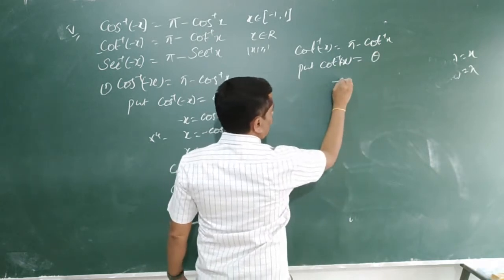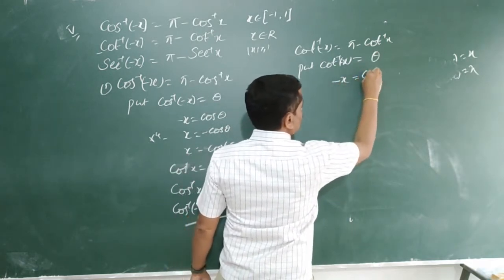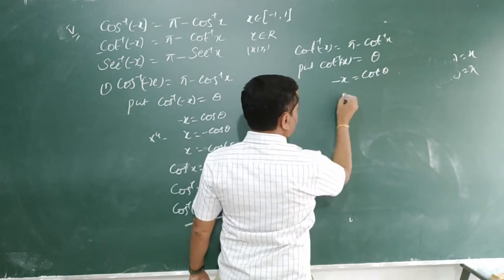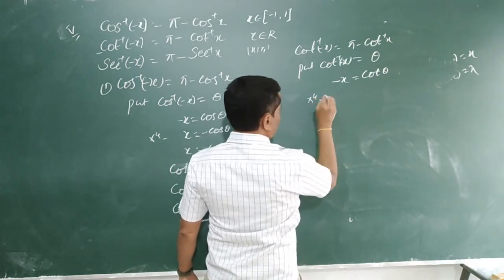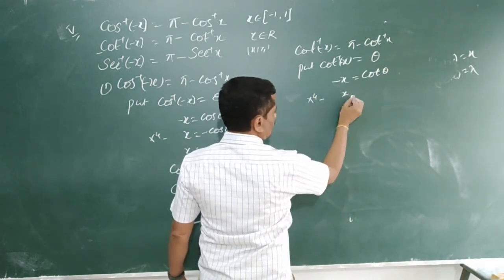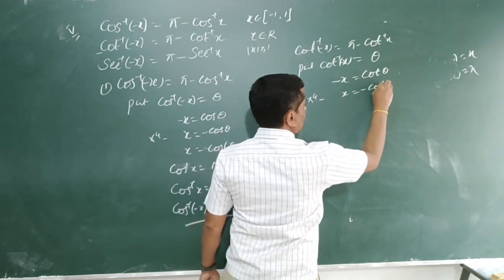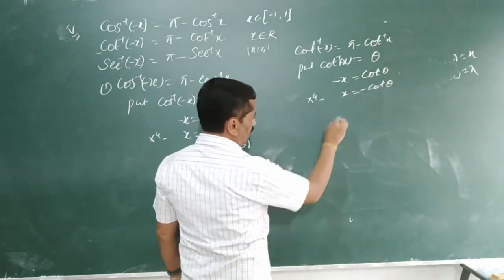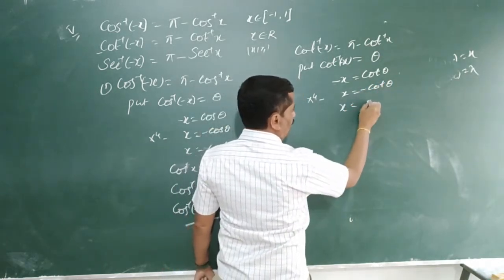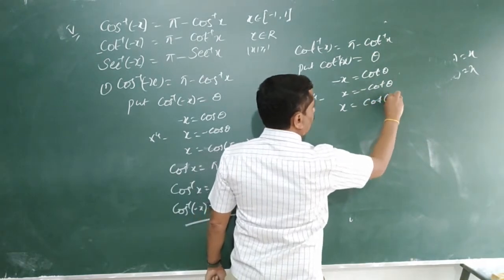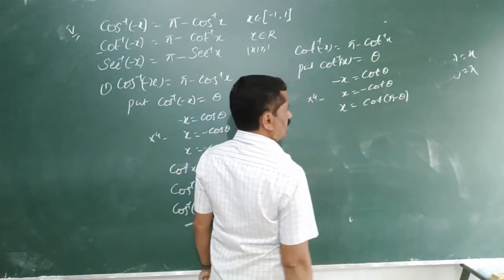Therefore, what is minus x? Minus x is equal to cot theta. Again, multiply by minus: minus into minus is plus, so x is equal to minus cot theta. Again, I'll write x is equal to cot of pi minus theta.